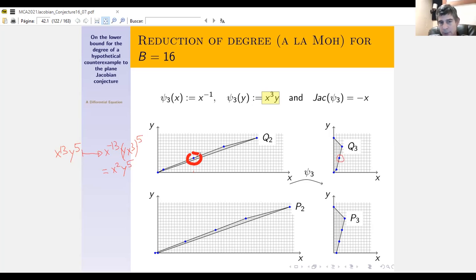Okay, and so each point of this first quadrant is mapped into a point into the other quadrant. Note also that here we have a negative point. So P2 is not a polynomial, but it has some negative power of x here. But after we apply psi three, we obtain two polynomials. Q3 and P3 are actually again in K of xj. So these are honest polynomials in xj.